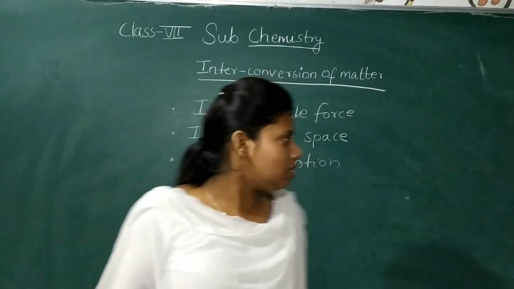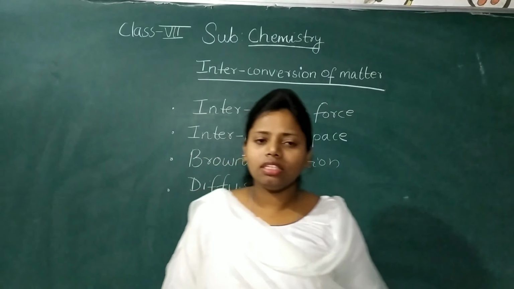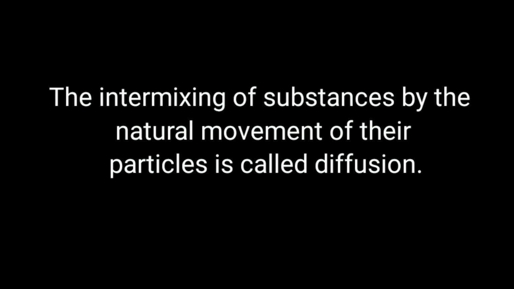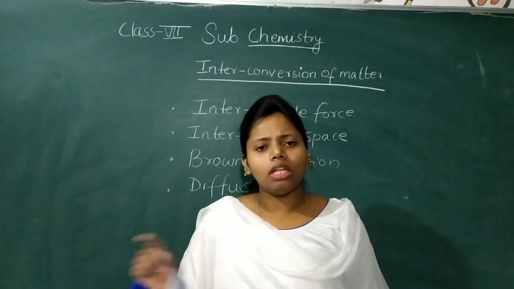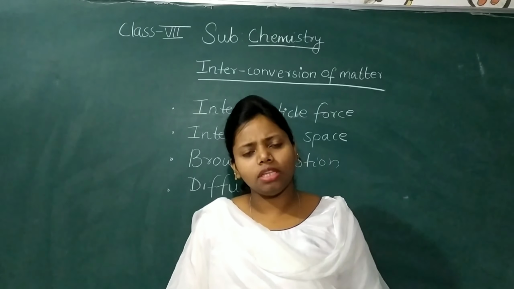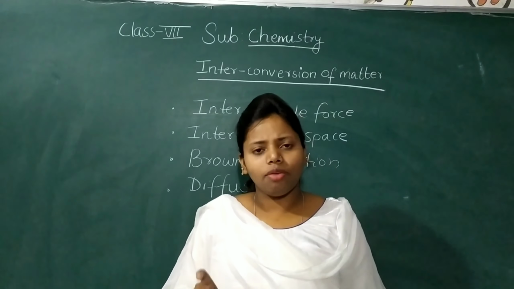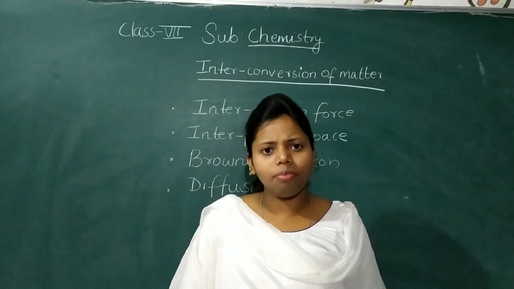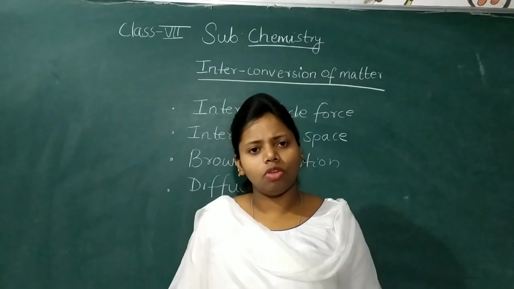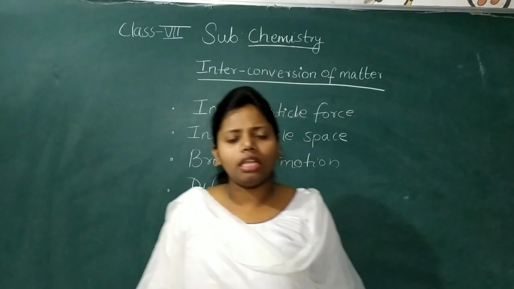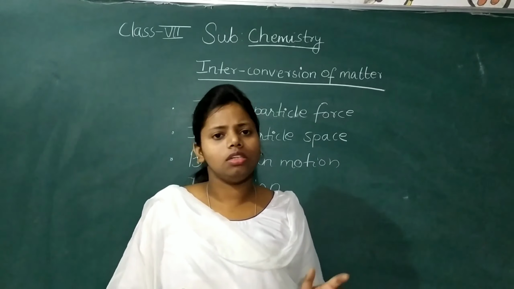Now let's see our last one, that is diffusion. First, the definition of diffusion: the intermixing of substances by the natural movement of their particles is called diffusion. Diffusion will occur when one substance gets mixed with another substance, and they get mixed when they are kept in contact with one another. The particles of one substance will move and take the interparticle space of the other substance.